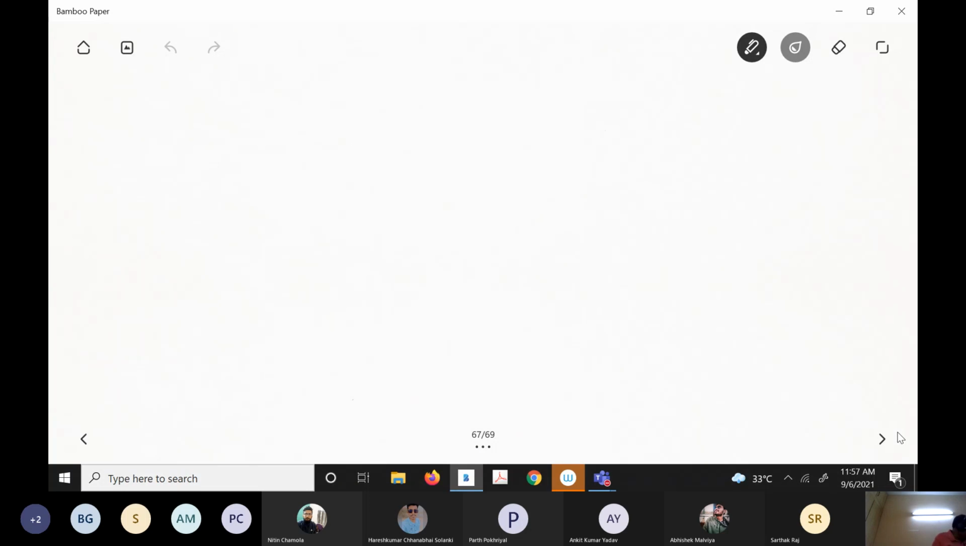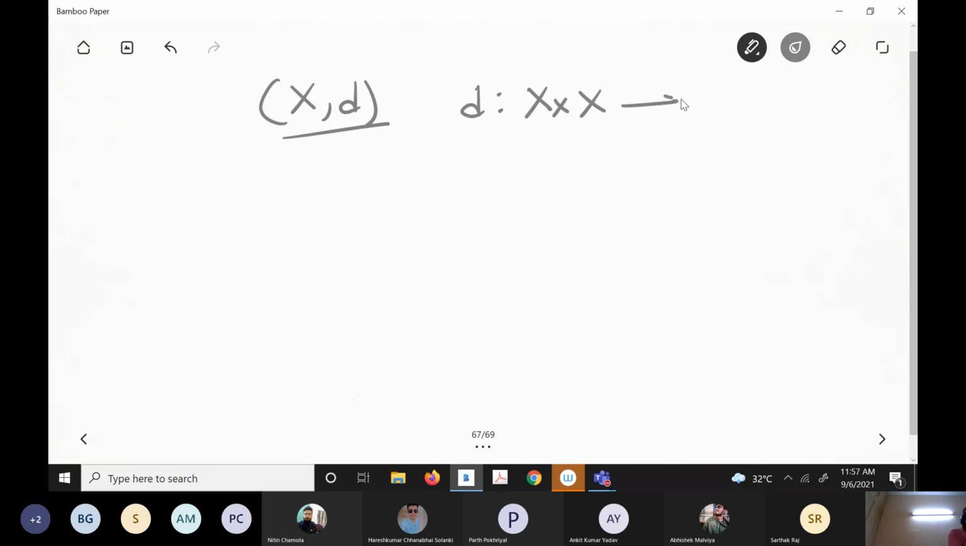Let me recall what I did for metric spaces. First of all, you have the metric space (X, d), and you know that we have conditions. So d is a function from X cross X to the non-negative reals. That means d(x,y) is always greater than or equal to zero. And here you get the first condition, I'm just recalling: d(x,y) equals zero if and only if x equals y.